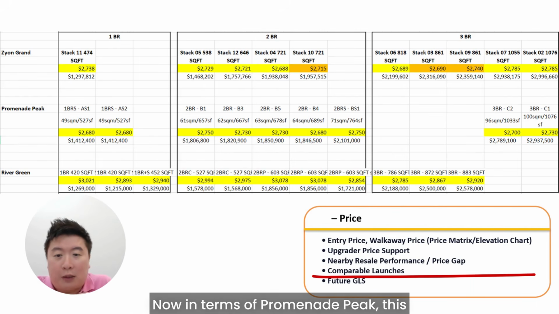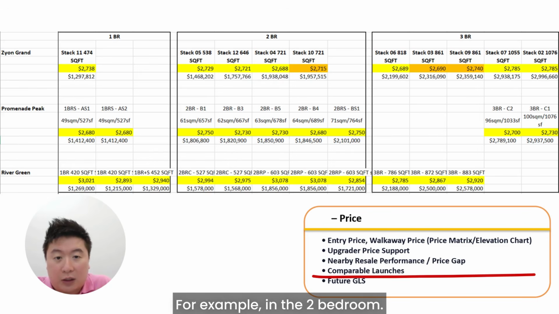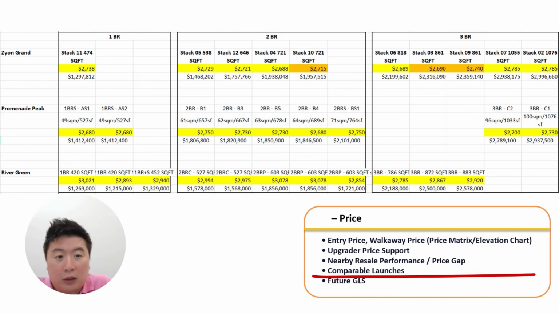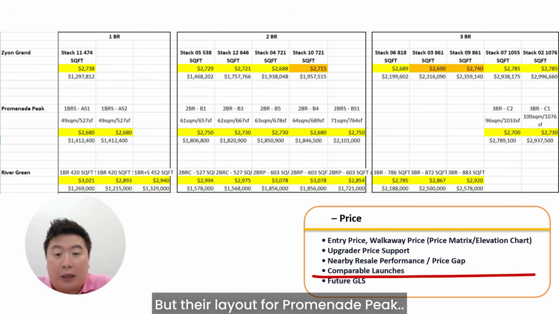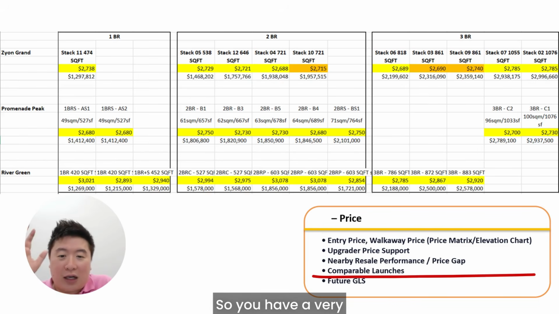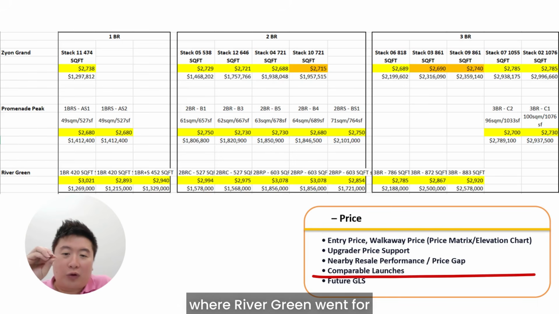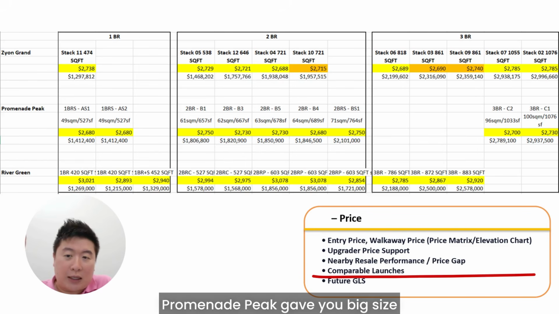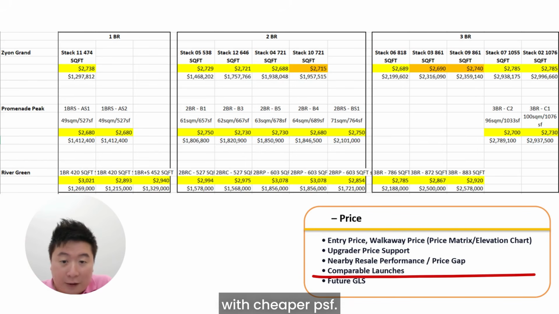Now, in terms of Promenade Peak, this is the one that's interesting. Their PSF in some cases are higher than Zion Grand, for example, in the two bedroom. Three bedroom comparable, some higher, some lower. Then for the one bedroom, they are lower. But their layout for Promenade Peak, right? They went the other way of River Green. Their layouts are bigger. They are definitely bigger. So you have a very different kind of situation here where River Green went for one end of the spectrum where they kept their size small. Promenade Peak gave you big size with cheaper PSF.